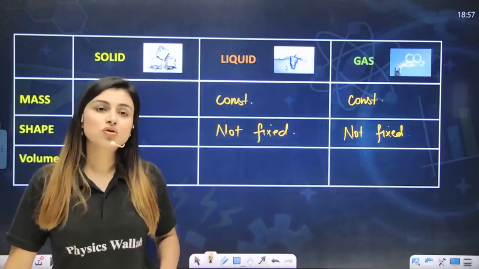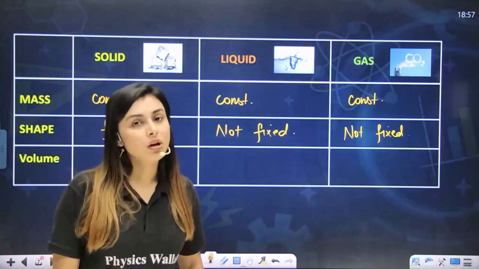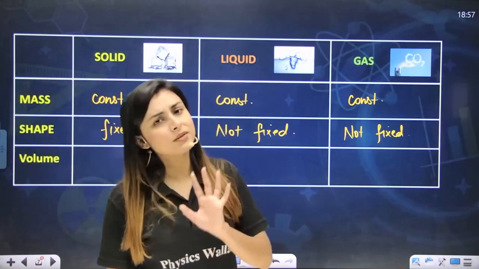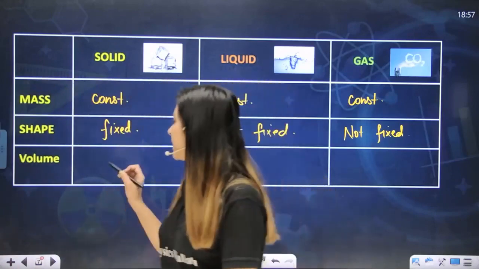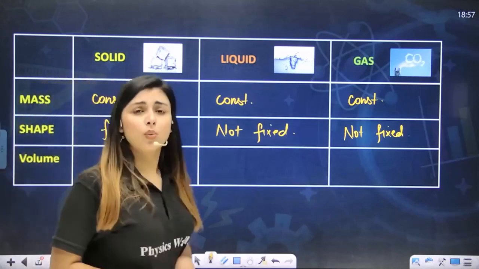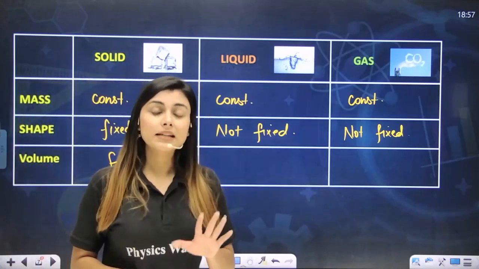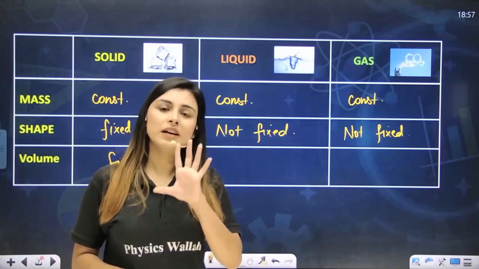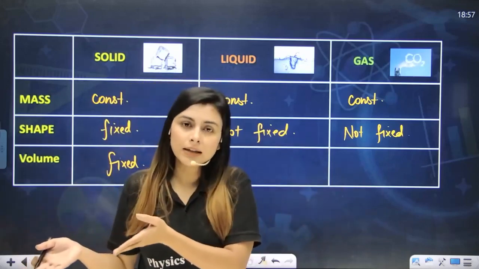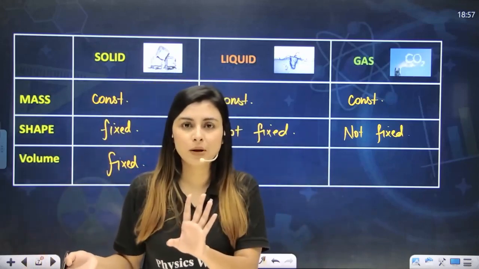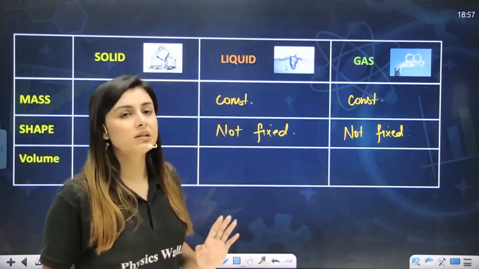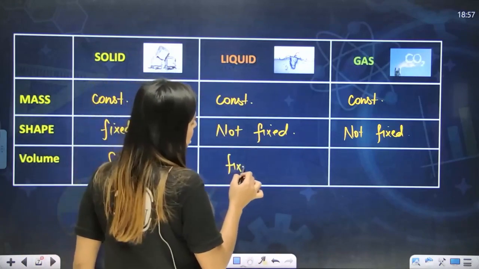Okay, now let's talk about the volume. Does a solid have a fixed volume? Yes, ma'am, a solid has a fixed volume, right? Yes, so we can say that this is fixed. Does a liquid have a fixed volume? Yes, that is true. If you have, let us say, 500 ml of water and you pour it into some other container, the volume would still remain 500 ml only, right? Yes, the volume won't change. So, ma'am, the volume of the liquid is fixed. So, we'll write that this is fixed.